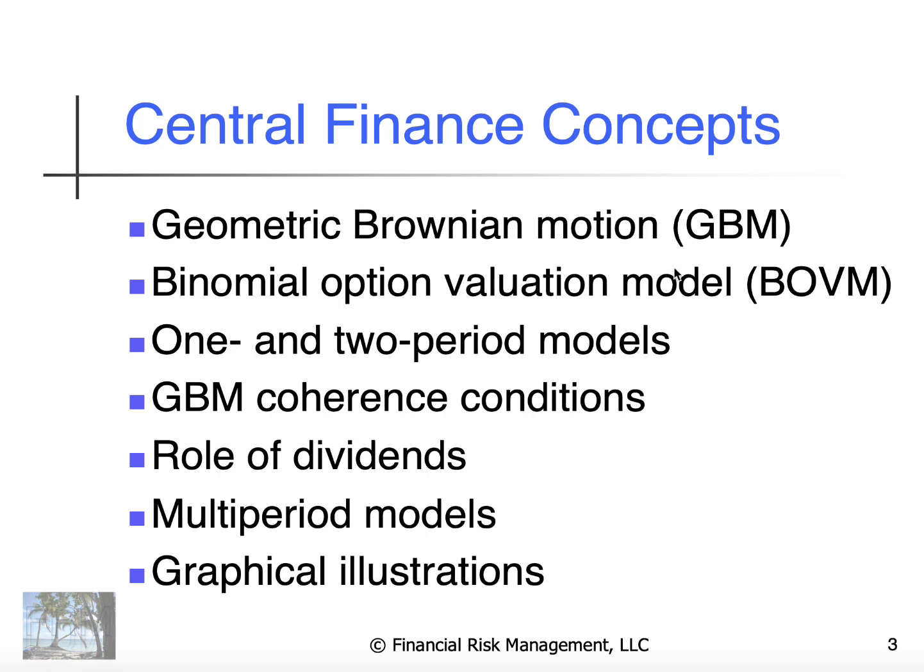We will examine the geometric Brownian motion coherence conditions. Many of the current binomial option valuation models actually deployed in practice are technically incoherent, and we'll explore some of the implications there. Dividends perform a very interesting role in option valuation, and how to handle that within this model will be explored. We'll look at multi-period models, and numerous graphs will be produced based on the R code that is provided.